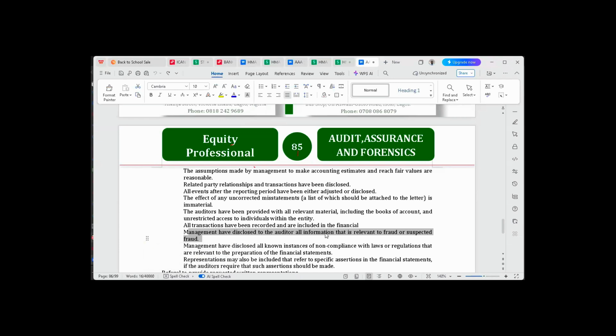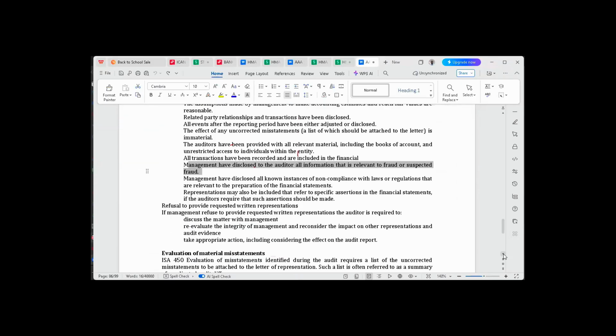They can ask this question: what are some of the information that are contained in the letter of representation? These are the answers. They are going to list all of this. Then the management has disclosed all known instances of non-compliance with laws or regulations that relate to the preparation of financial statements. The representations may also include specific assertions in financial statements if the auditor requires that such assertions should be made.